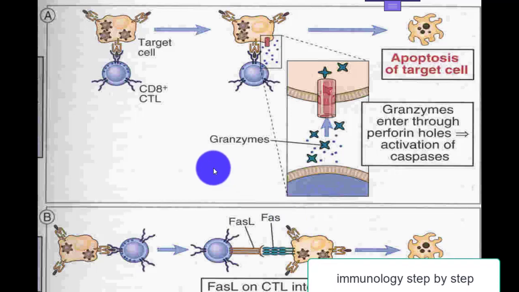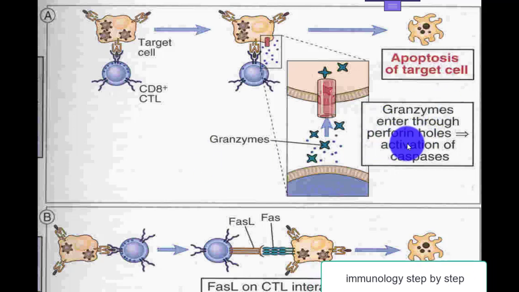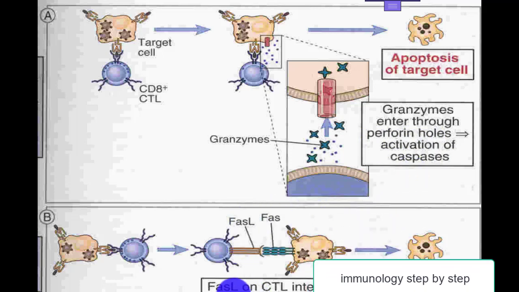Target cells, CD4. Granzymes enter through perforin holes, activation of the caspases. Here apoptosis of the target cells is the end product.